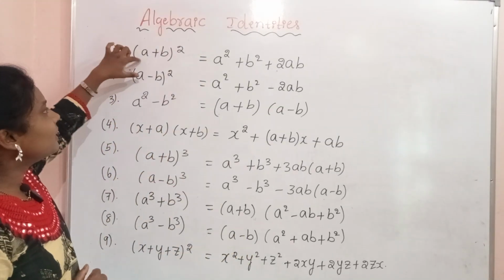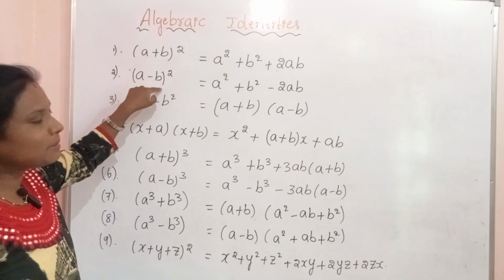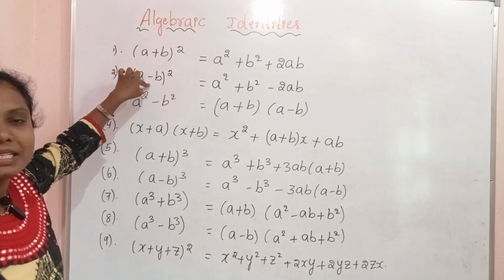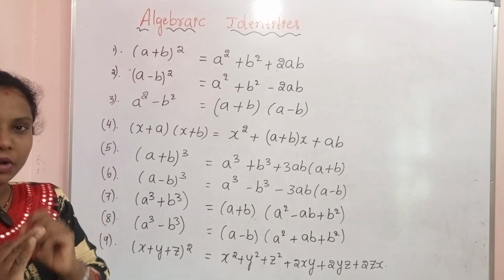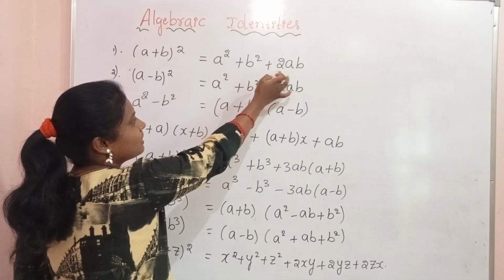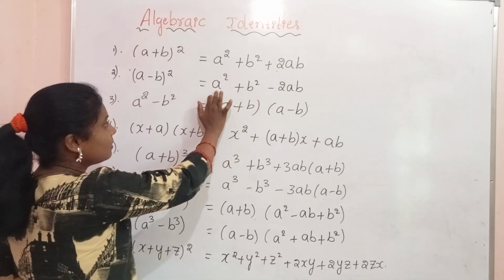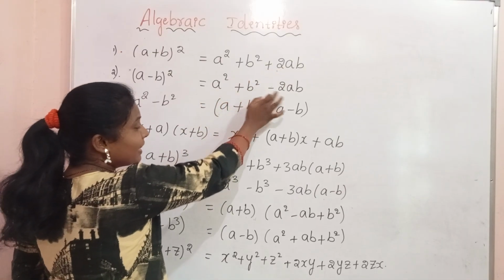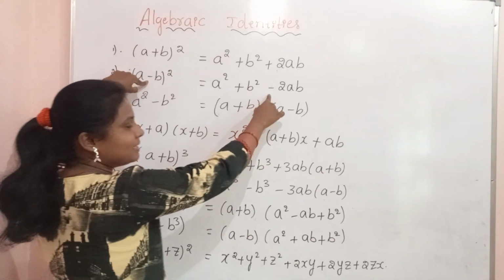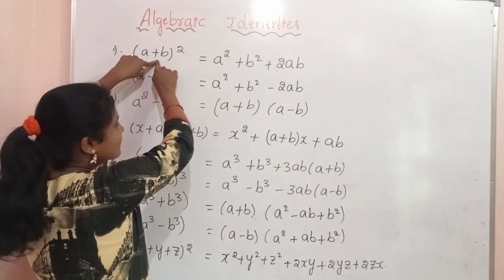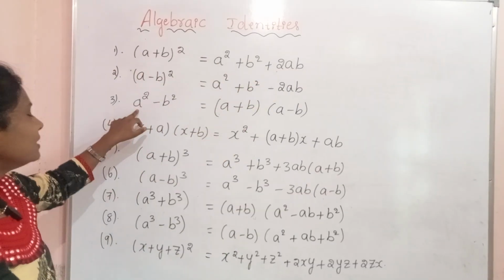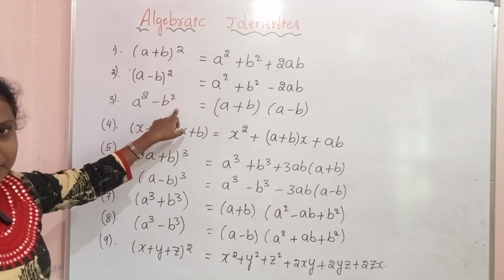So first, they gave (a plus b) whole square, and here it is (a minus b) whole square. So in both cases, here it is plus, here it is minus. That is the point you have to keep in your mind. In the RHS, a square plus b square plus 2ab. Here also a square plus b square minus 2ab. If minus comes, you have to place a minus here. If plus comes, you have to place a plus. That's all.